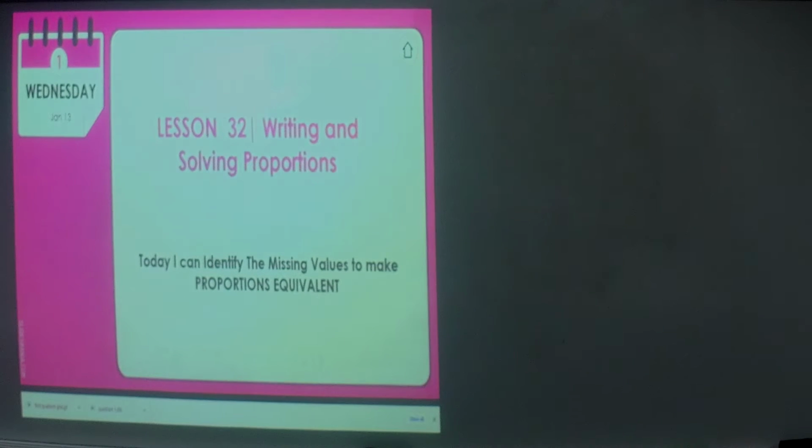Alright y'all, lesson 32, writing and solving proportions. Today you're going to find the missing value to make proportions equivalent. Proportion, remember, just means that it is two unlike units on top of each other. Miles per hour, feet per second, cups per cookie.